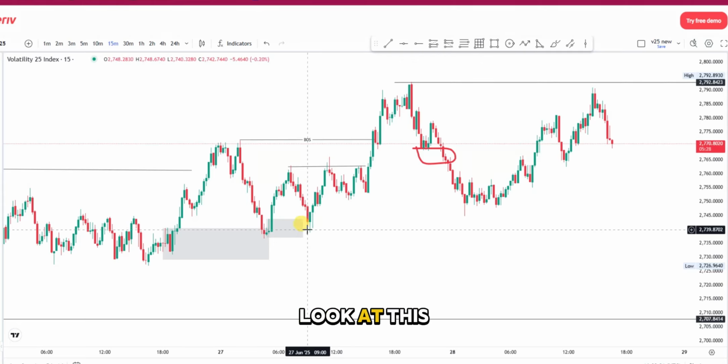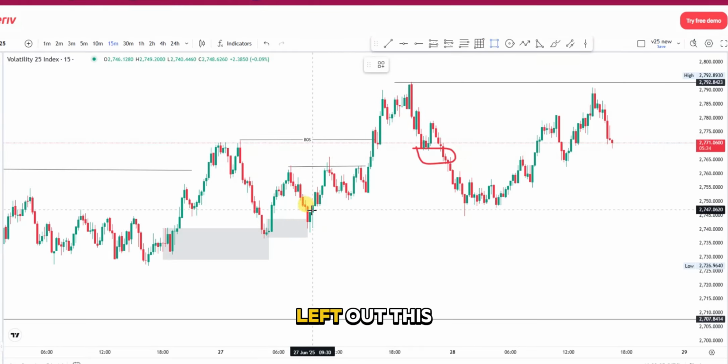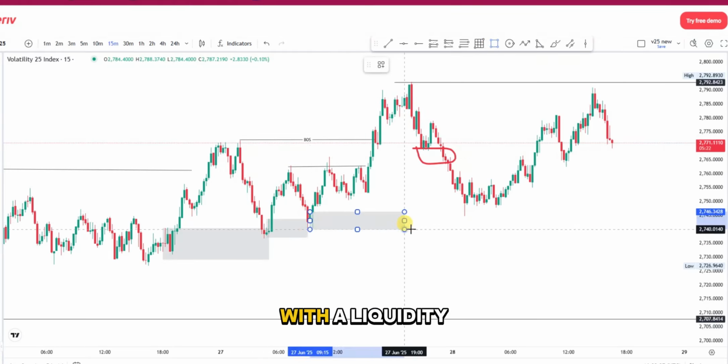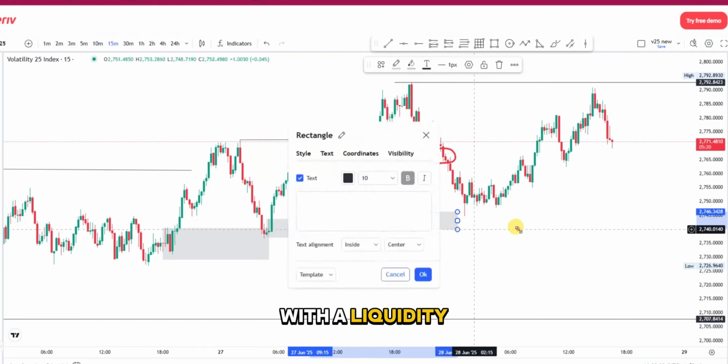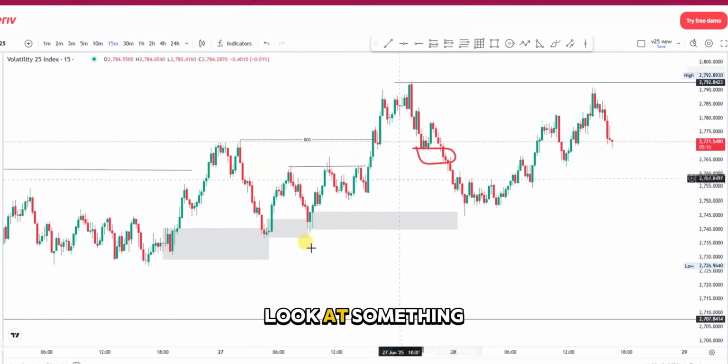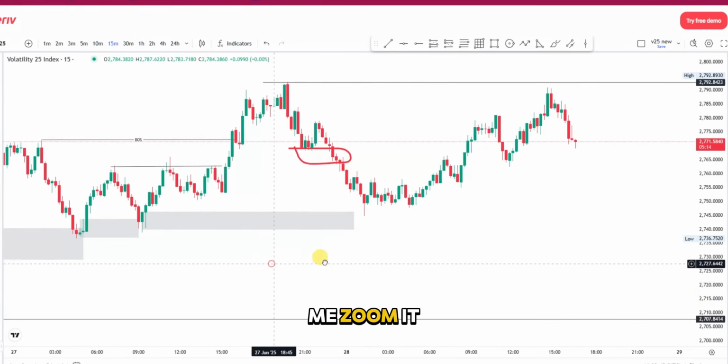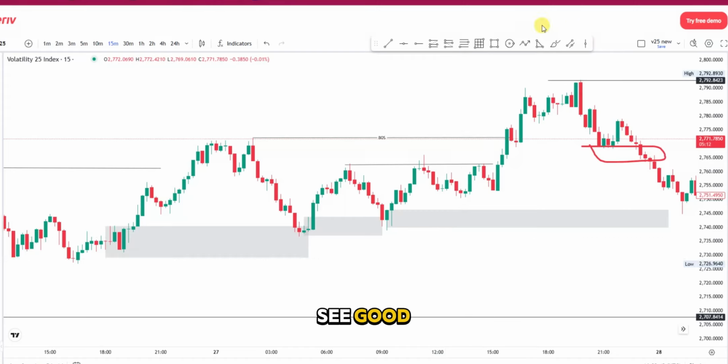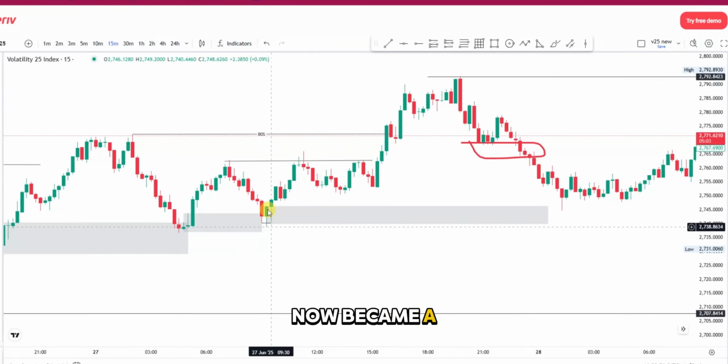So now when you look at this, price has mitigated this point of interest, and then it left out this point of interest with a liquidity sweep. Why did I say it has a liquidity sweep? Because this candle swept the last low. Let me zoom in for you to see well. When you look at this candle, this green candle swept this red candle with a wick. So this one now became a liquidity sweep.